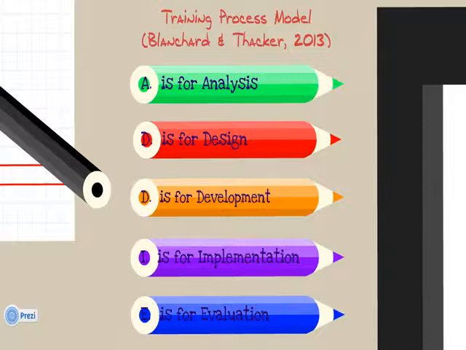All right, so now for ADDIE. ADDIE is formally titled the Training Process Model, and it was really made popular by Blanchard and Thacker. The book that I'm pulling from was written in 2013. This process has been around for years and years, long before that. The reason it was 2013 and this is a 2012 concept is because that's when the copyright of the book was. I'm sure they wrote the book in like 2010.